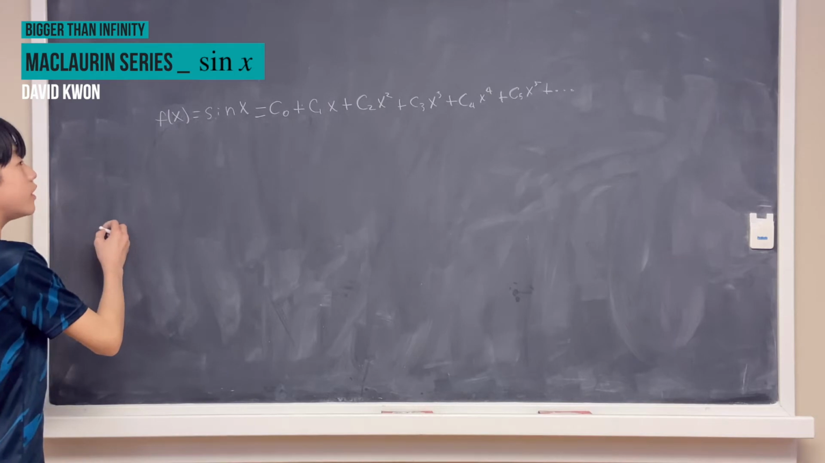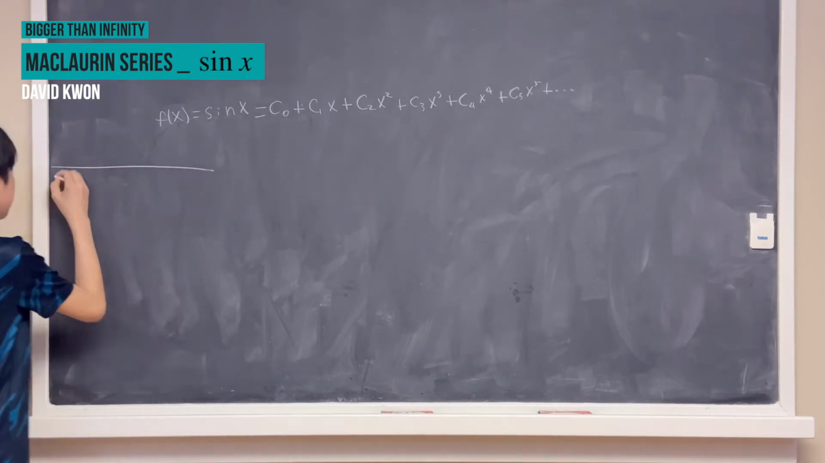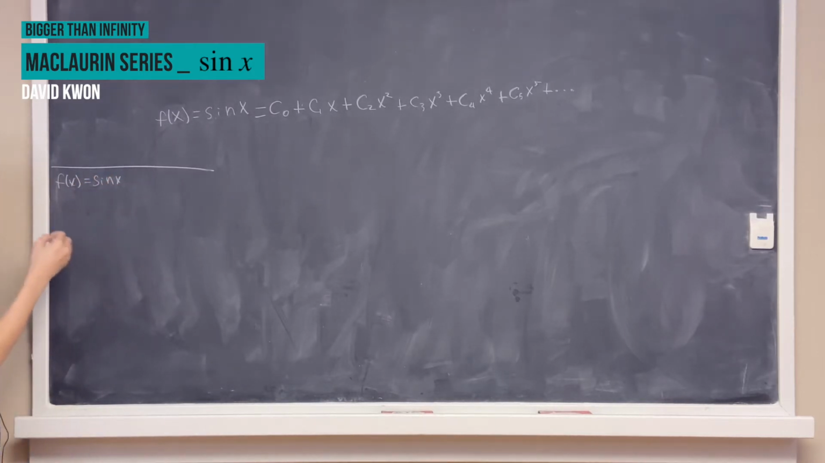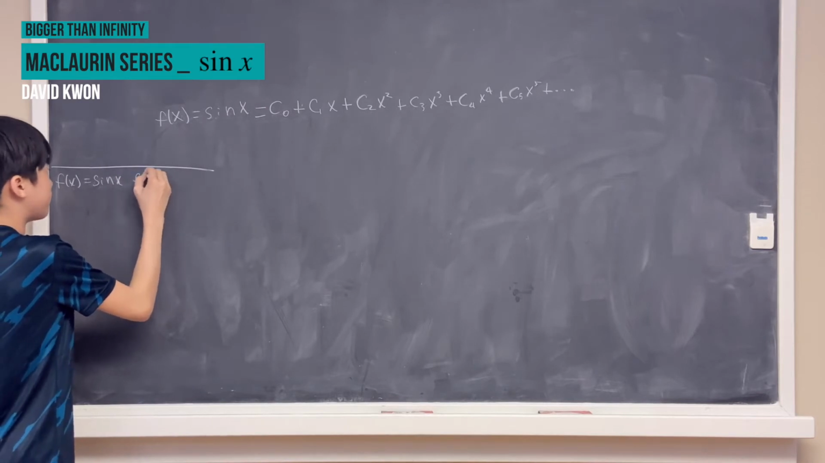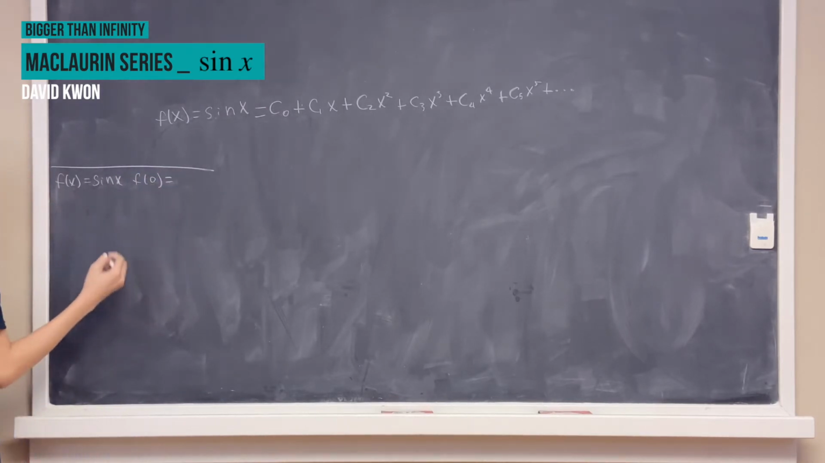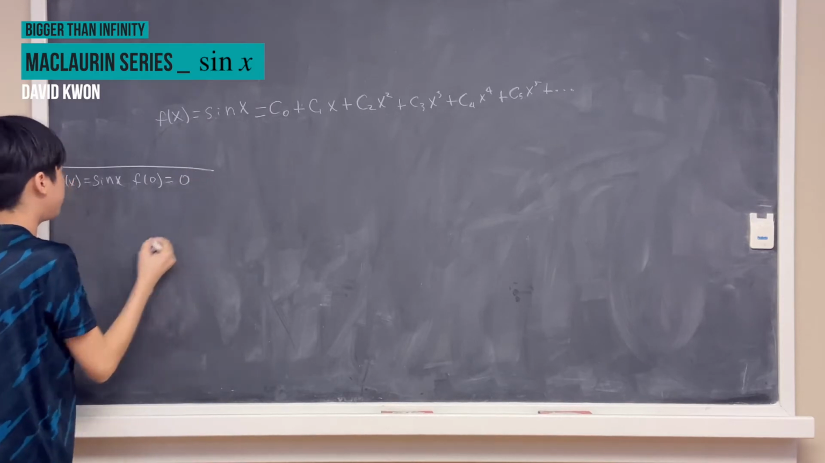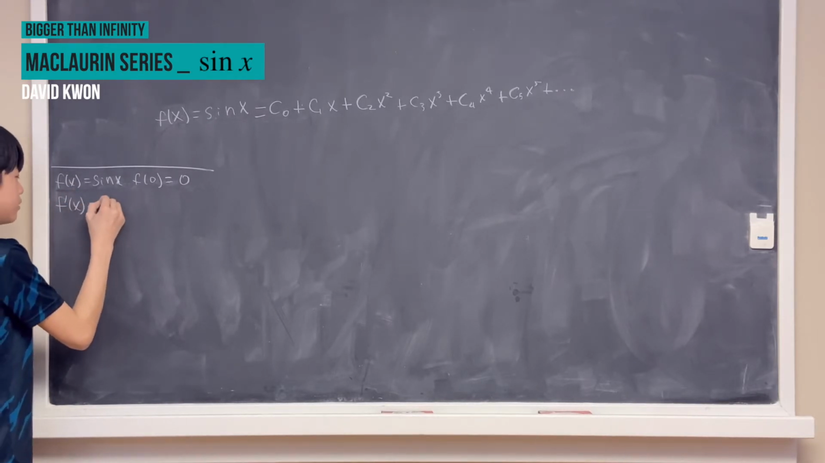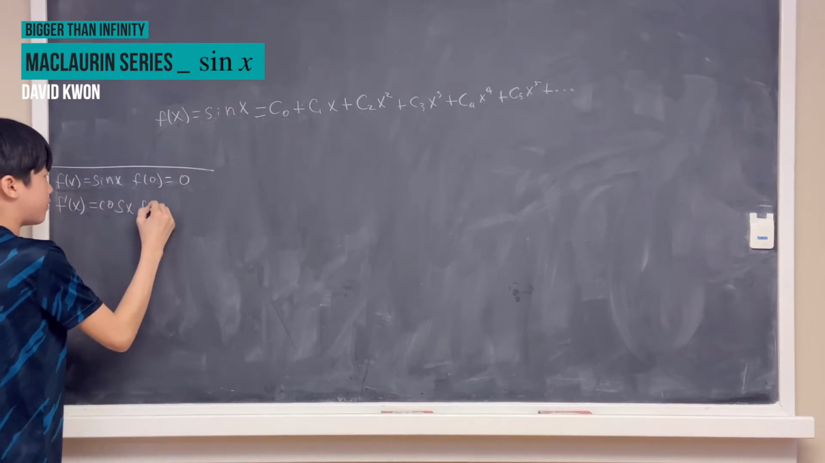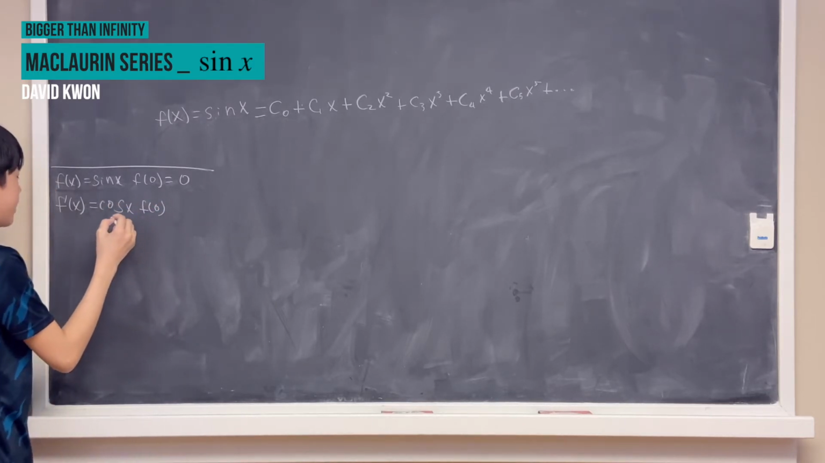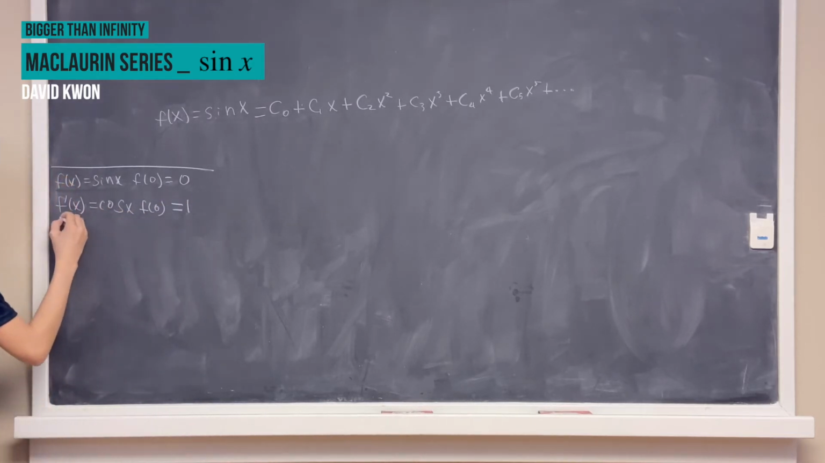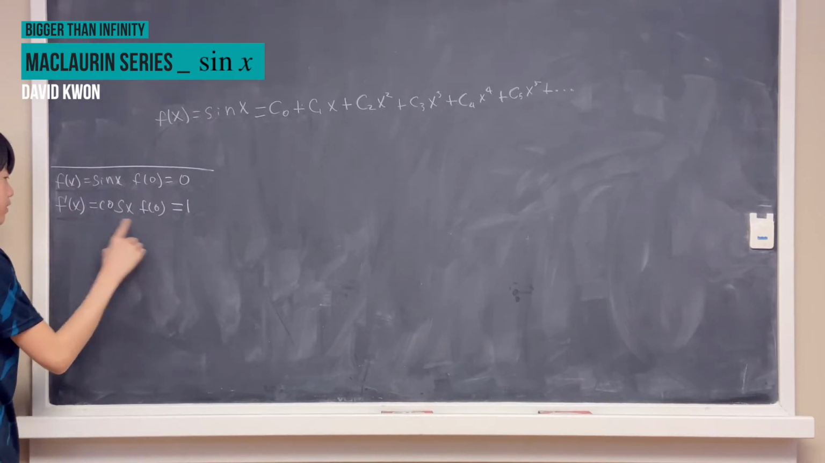And setting all of that aside, we will write our function sin x, and when x is 0, we have sin 0, which is just 0. Then we will take the derivative of our function, so we have f prime x is equal to cosine x, and with x being 0, we have cosine 0, which is just 1.